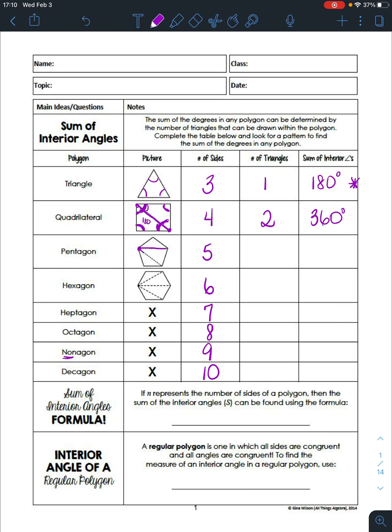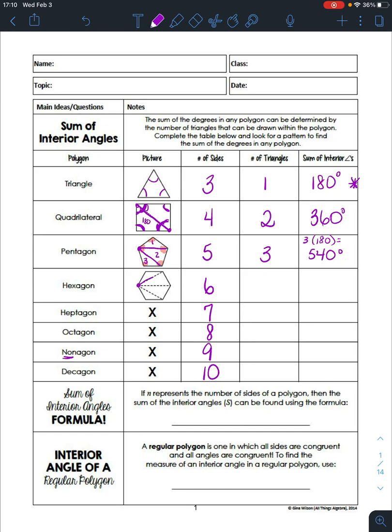So if we do the same thing, let's follow that same pattern. Let's draw in all of our diagonals from this vertex. I have 1 triangle, 2 triangles, 3 triangles. So when I have 5 sides, I have 3 triangles. Each of those triangles is worth 180 degrees. So if I take 3 times 180, I get 540 degrees. So all of these interior angles, all together, add up to 540.